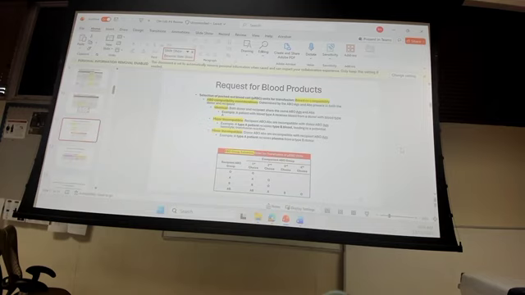Okay. So, what is an example of a major incompatibility? That would be when the recipient's antibodies are incompatible with the donor's red cells. So a type A patient that receives B type blood, that's considered a major incompatibility. A minor incompatibility is when a donor's antibodies are incompatible with the recipient's red cells. So an example, a type A patient receives plasma from a type B donor.